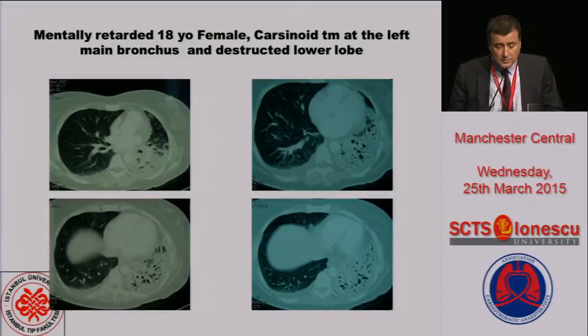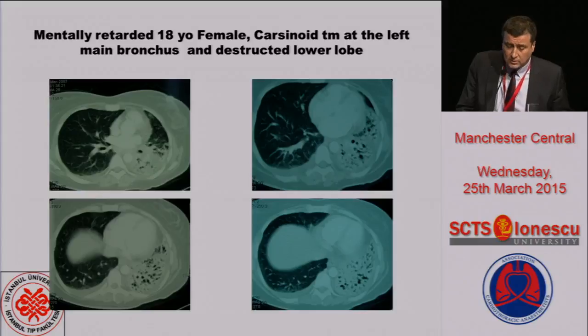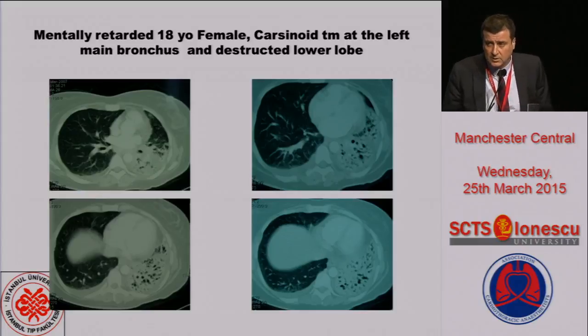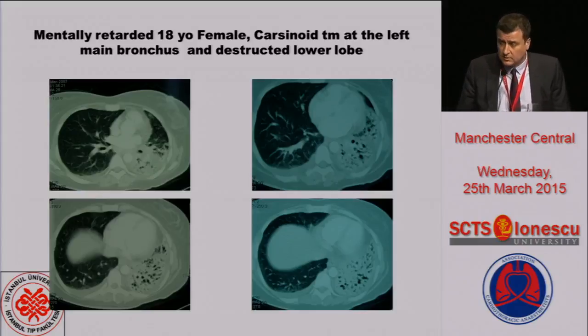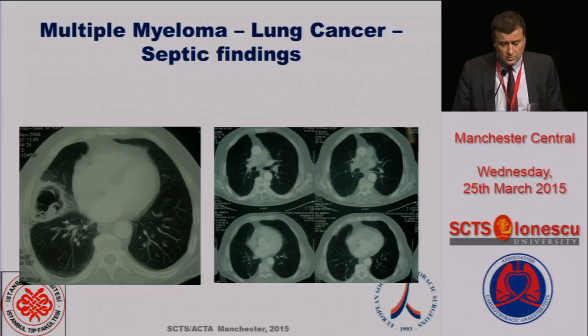Another example is a mentally retarded 18-year-old female with a carcinoid tumor at the origin of the left main bronchus. She had a destroyed lower lobe and continuous septic disease of the lung, and had a segmental resection of the main bronchus and left lower lobectomy. She did very well and was discharged in 7 days.